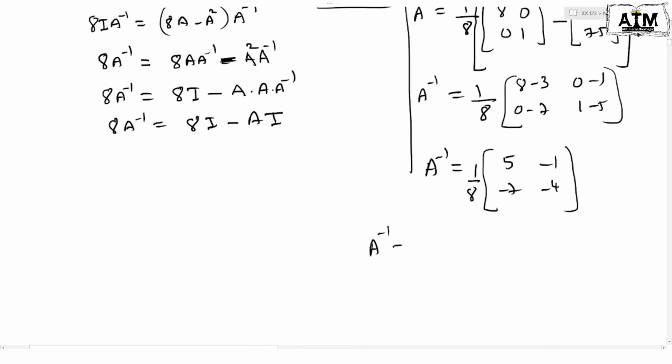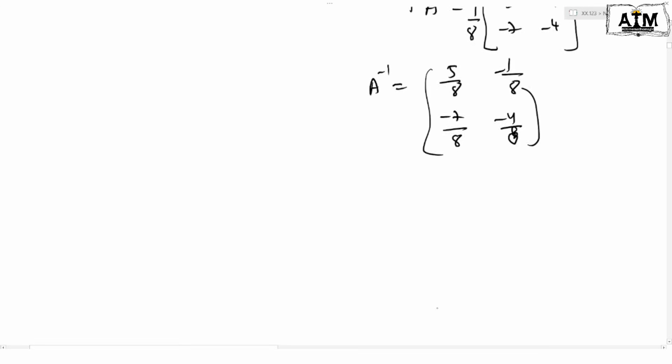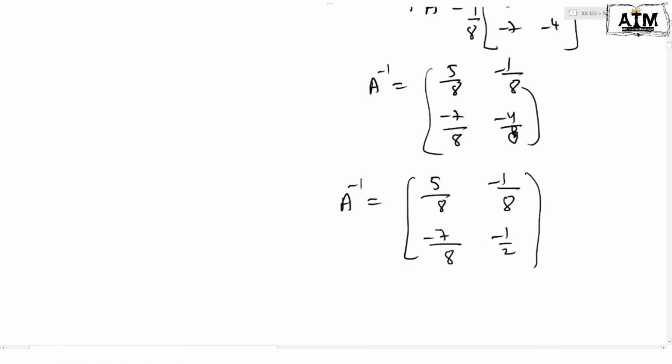So the required A inverse is 5 divided by 8, minus 1 divided by 8, minus 7 divided by 8, and 4 divided by 8. And after that, if cancellation is possible, you can cancel them. So finally we got the answer: A inverse is 5 divided by 8, minus 1 divided by 8, minus 7 divided by 8, and minus 1 divided by 2. This is the required solution.